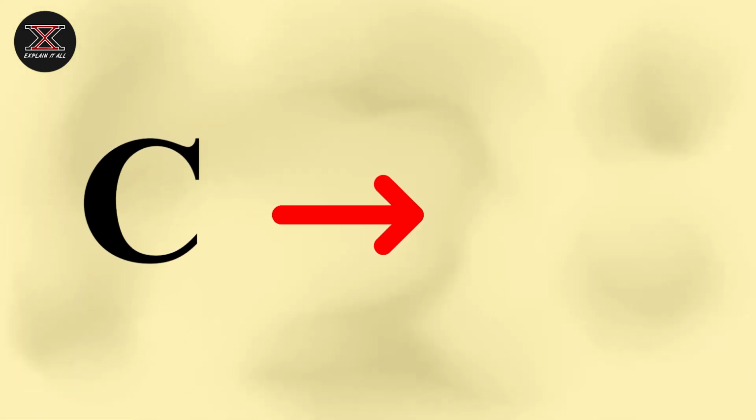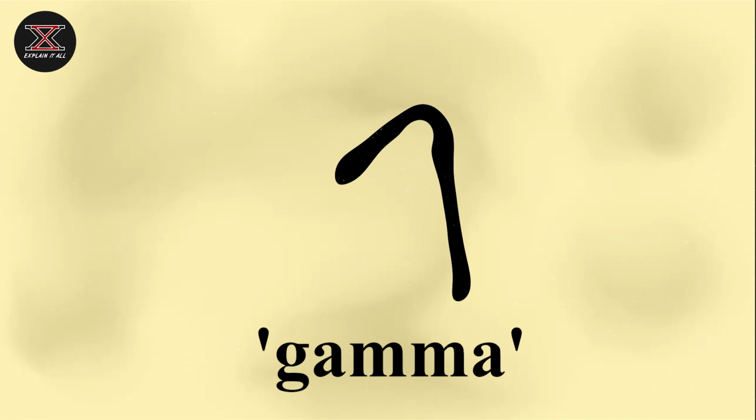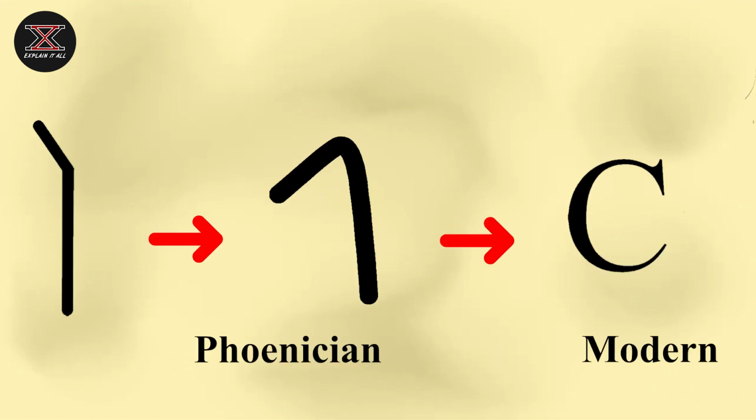C comes from the Phoenician Gimel, which depicted a camel. The Greeks transformed it into Gamma, but the Romans simplified it to C. This transformation was influenced by the need to represent various sounds, eventually leading to the C we use today.